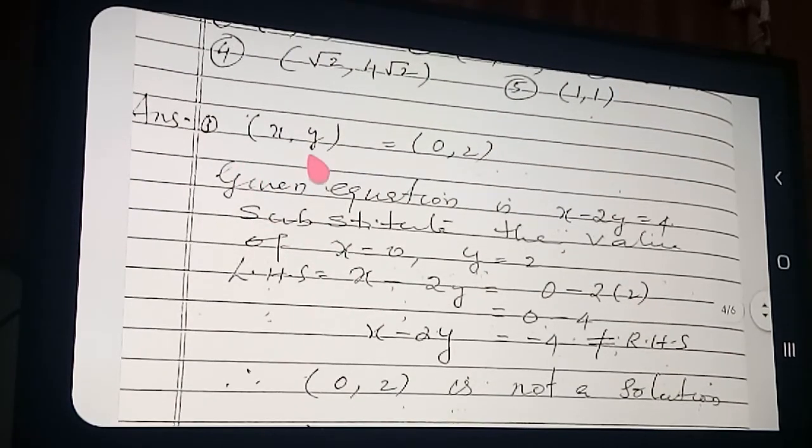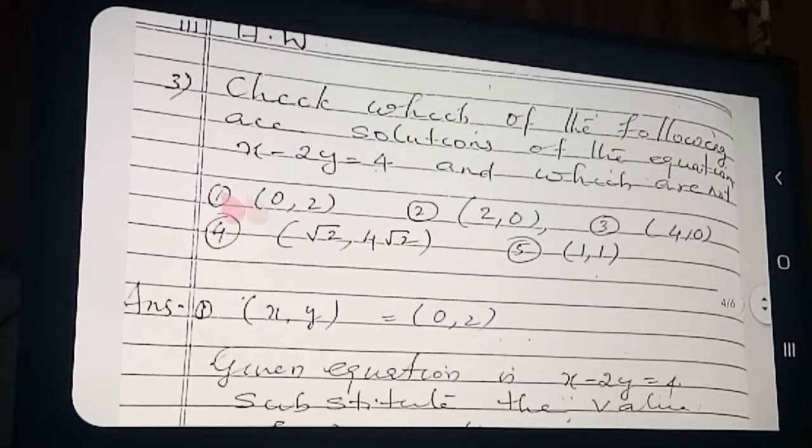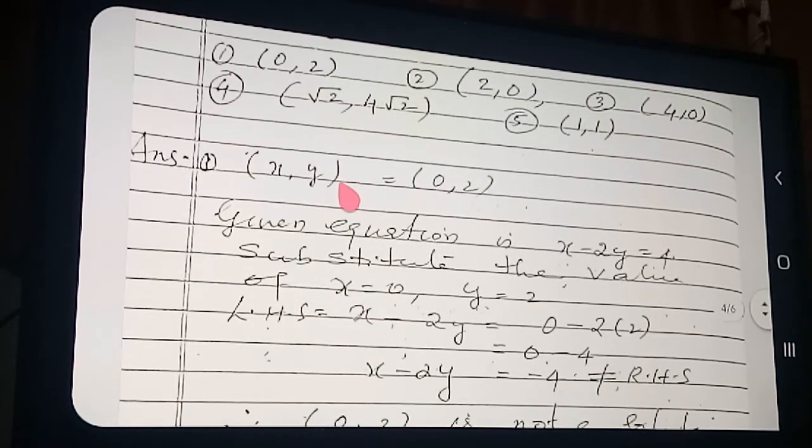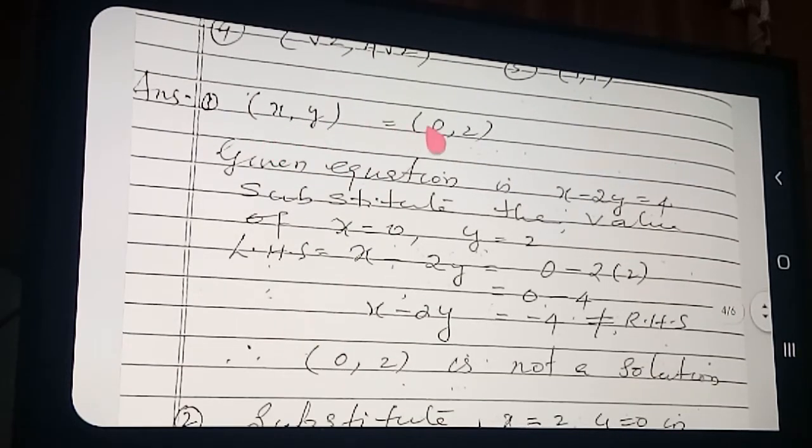I have shown the sum in the paper, you see. I written here, you see. Ordered pair, first question I taken. Ordered pair (x, y) is equal to what is given? Ordered pair (0, 2). What is your equation? x minus 2y is your equation. You can see the question once more. x minus 2y is equal to 4 is the equation. These values are the solutions of the equation or not. That is your question. So we can substitute and see. What's the value of x? 0. What's the value of y? 2. Given equation is x minus 2y is equal to 4.